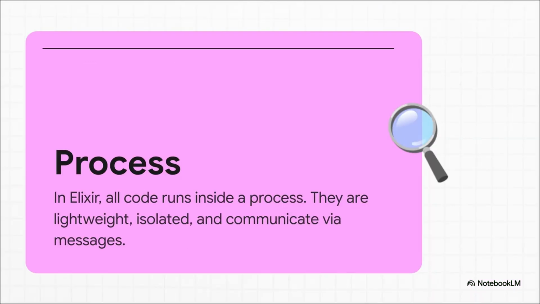Okay, so a process. First thing, don't think of an operating system process. That's not what we're talking about. In Elixir, a process is an incredibly lightweight, totally isolated little world. The best analogy? Think of it like a dedicated employee you've just hired. They've got their own private notebook, their state, and they don't share it with anyone. All communication has to happen by sending them messages.